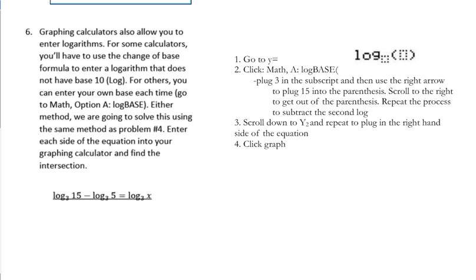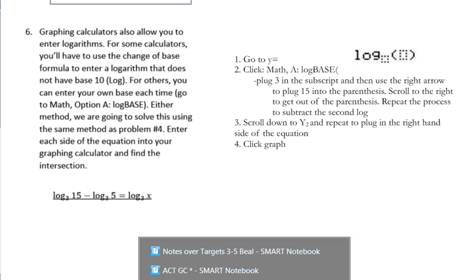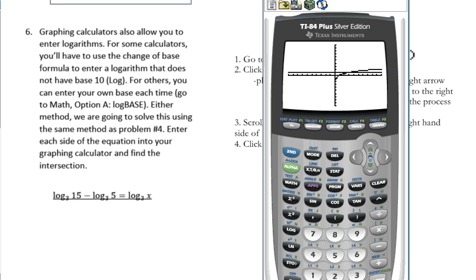Our first equation, the left-hand side, is all done, so we just need to plug in the right-hand side of the equation. So scroll down to y2. Repeat the steps to plug it in. So math, scroll down to A, log base, fill in your subscript with 3, scroll to the right and use the X. Now you want to click graph, and your graph should look like the one on the screen.